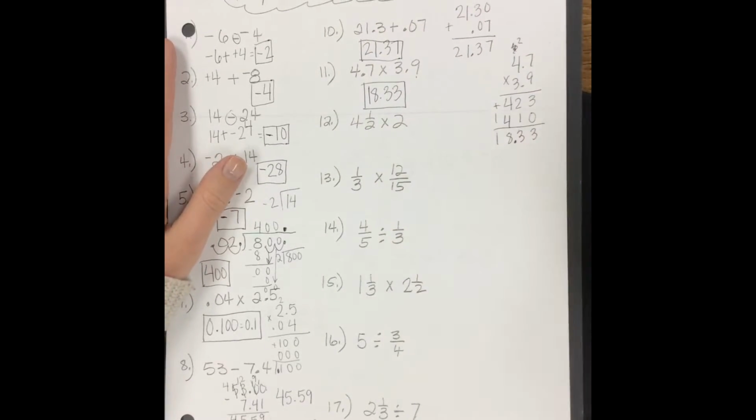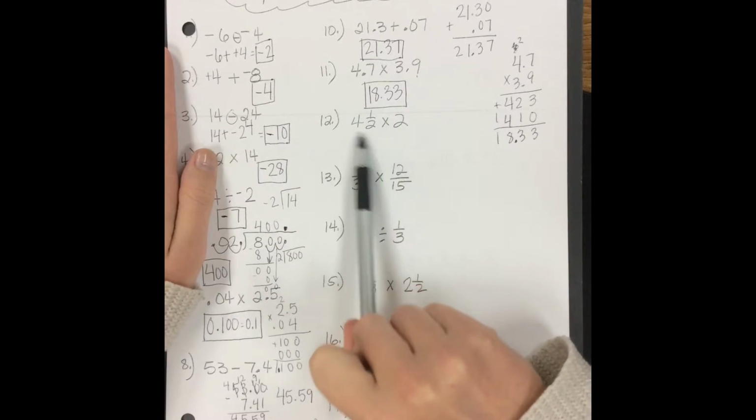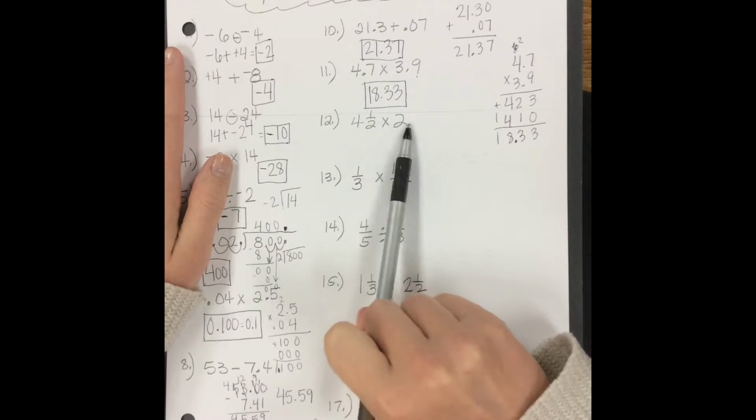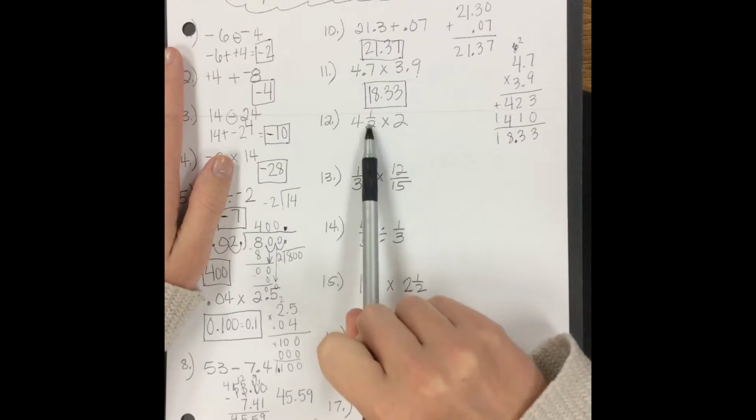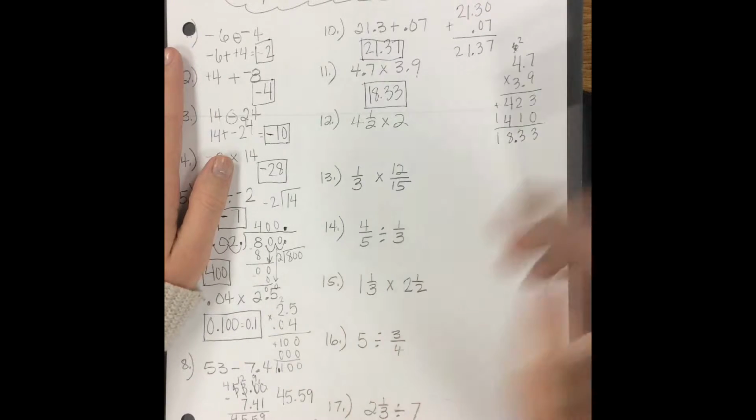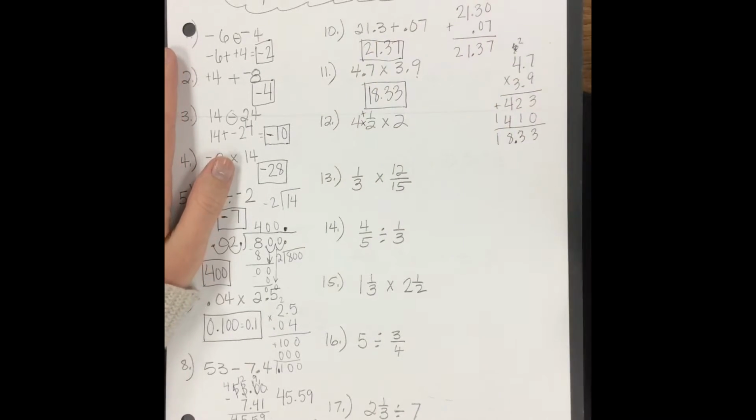Now we are getting into fractions. So I have a mixed number times a whole number. Before I can multiply these fractions, I need to change this mixed number to an improper fraction. We use popcorn. So 4 times 2 plus 1.